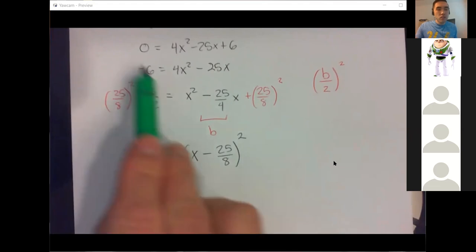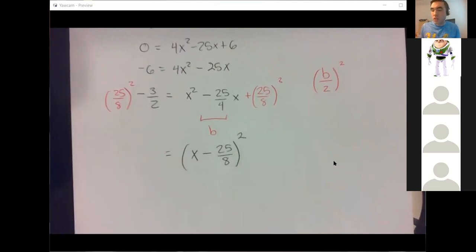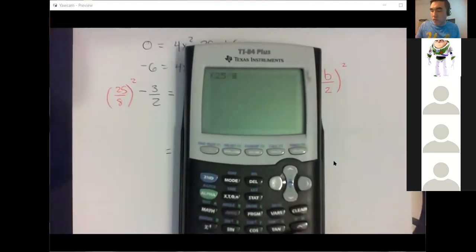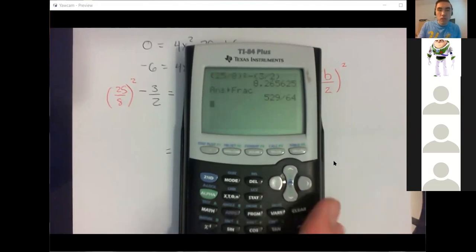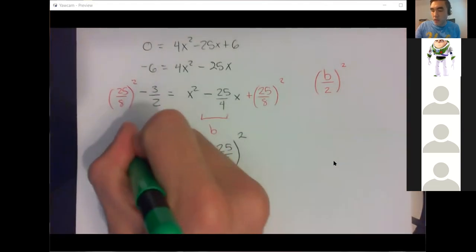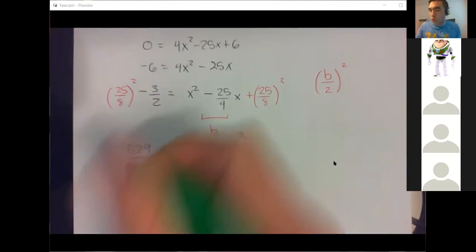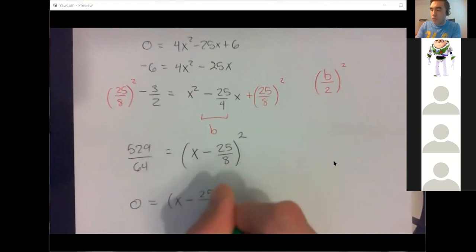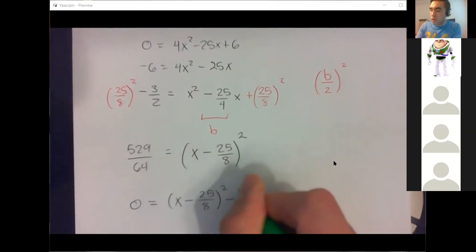And then on the left-hand side, this is going to be some digit. It's going to be some sucky fraction. But we live in the future, so instead of actually dealing with the fraction, it's going to be 25 divided by 8 quantity squared minus 3 divided by 2. And I want that as a fraction, so I hit it with the math frac. Okay, so that's 529 over 64. And then I subtract that guy back over. And I get that 0 is equal to x minus 25 over 8 quantity squared minus 529 divided by 64.